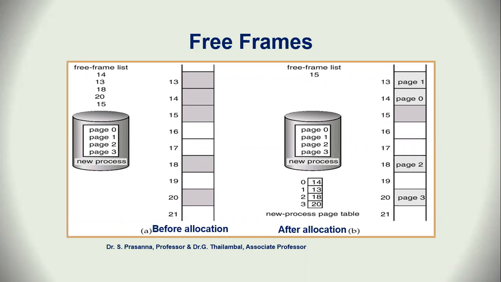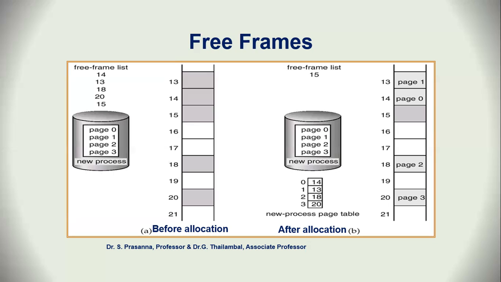After allocation, you can see that page 0 is stored in the first free frame in the list, that is 14. Similarly, page 1 is loaded in frame 13, the next free frame in the free frame list. Page 2 is loaded in frame 18. Why? Because in the free frame list, after 13, 18 is the next free frame.